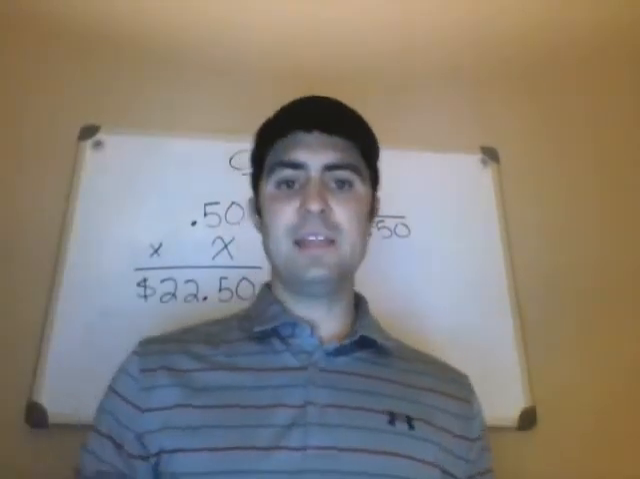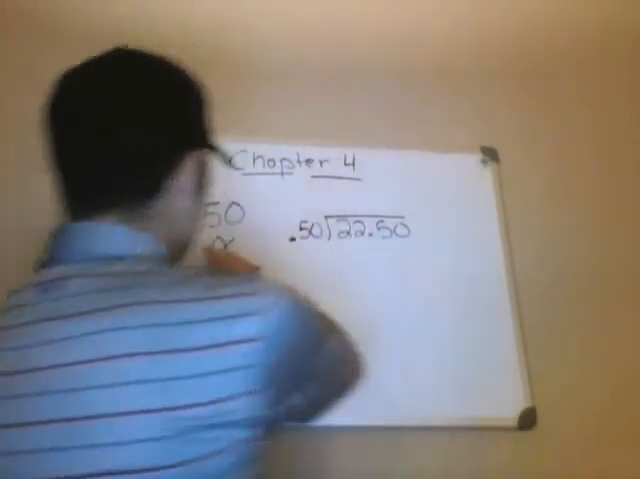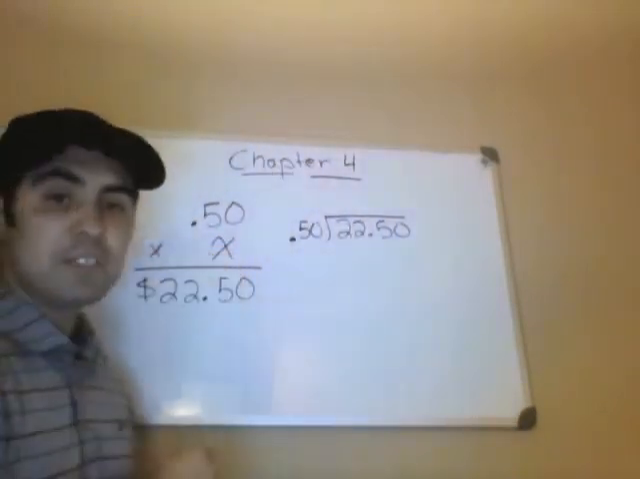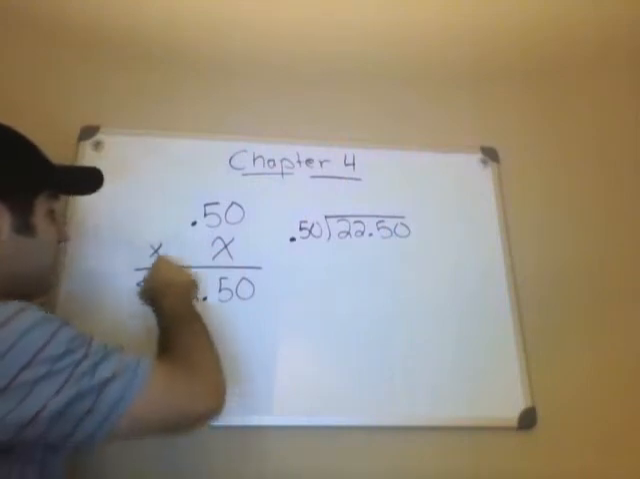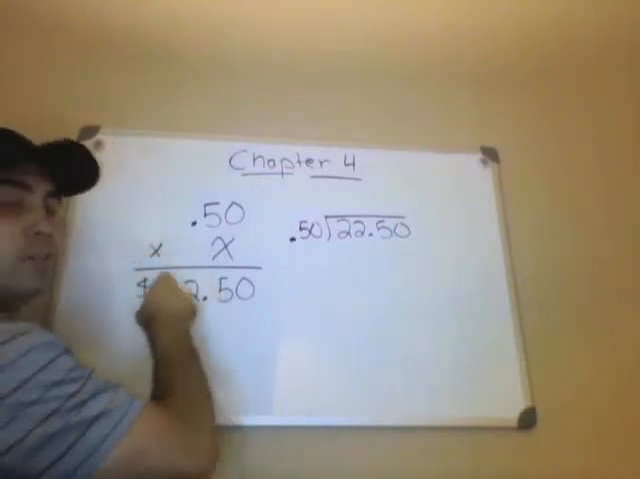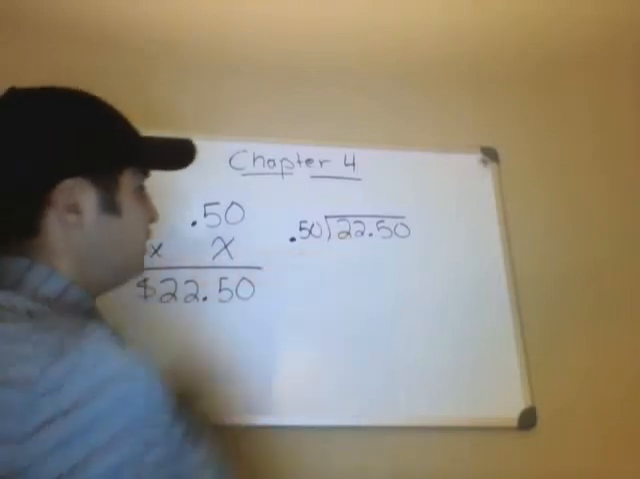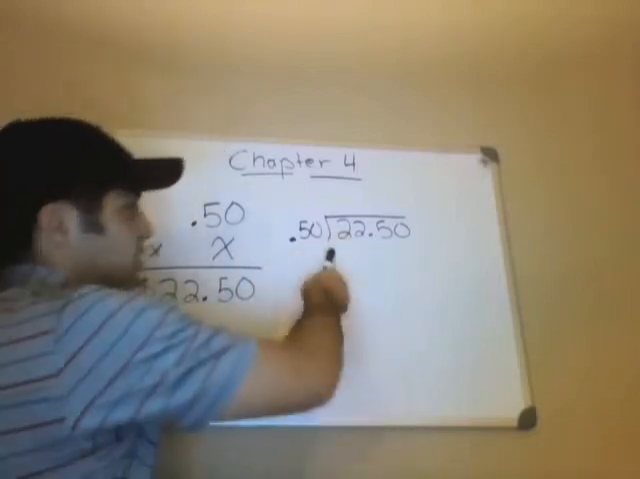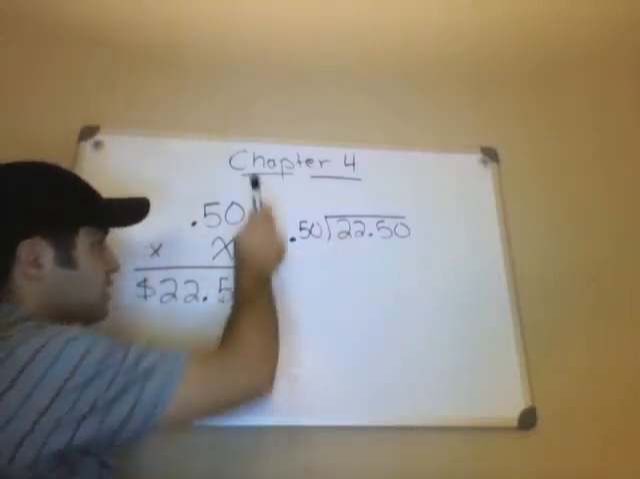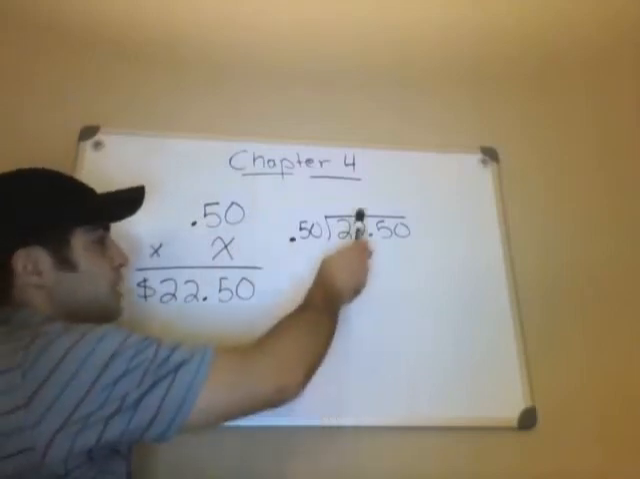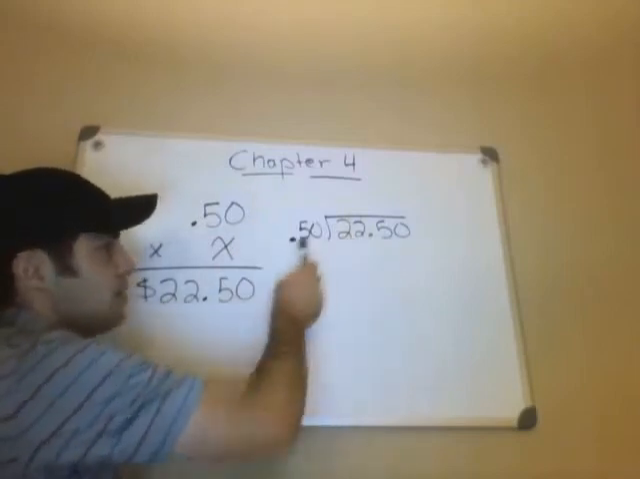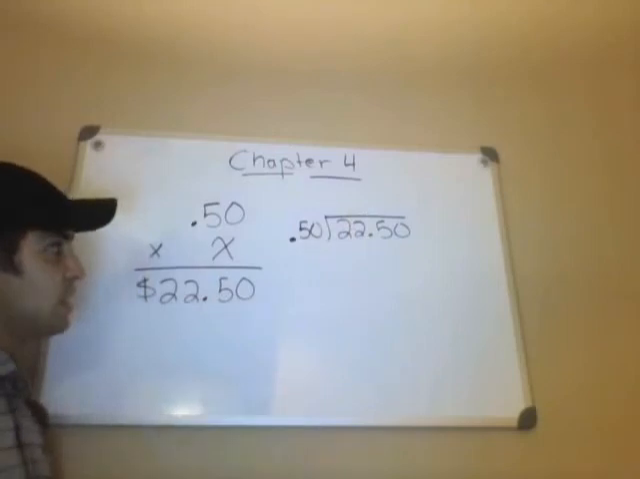So what we had is a missing factor right here. When you have a missing factor, you do the opposite of your operation, which is, in this case, multiplication. So opposite multiplication is division. Alright, so we're going to divide the product by one of our factors. $22.50 divided by 50 cents.